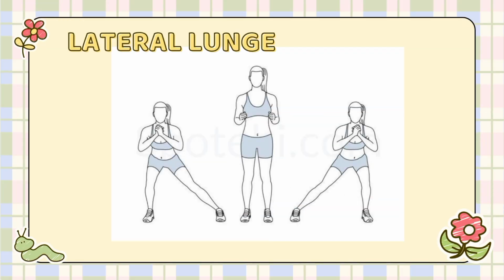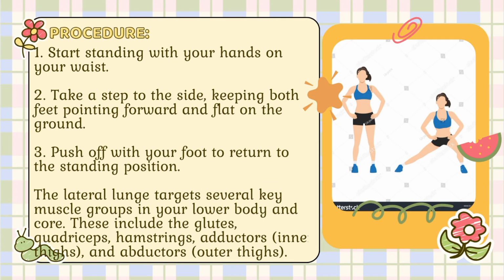Next is lateral lunge. In order to do the lateral lunge, first, start standing with your hands on your waist. Second, take a step to the side, keeping both feet pointing forward and flat on the ground. Third, push off with your foot to return to the standing position.